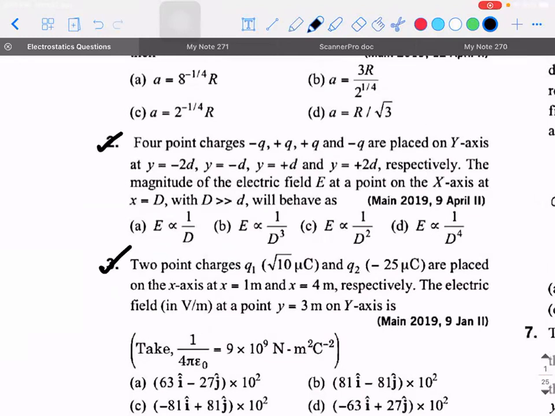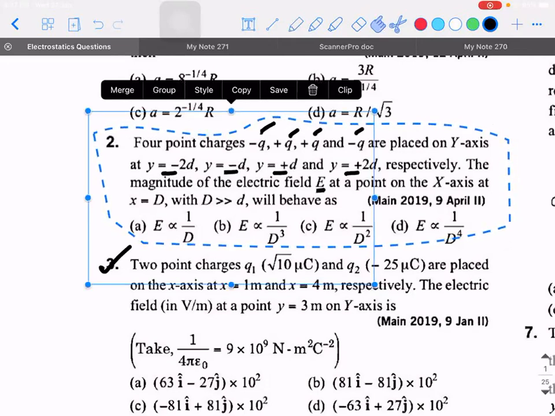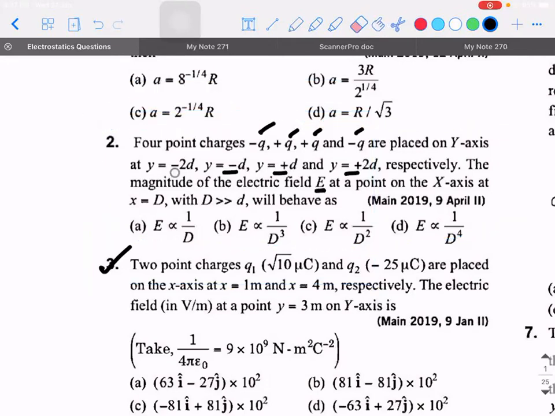So let's do the second one. Four point charges minus q, plus q, plus q and minus q are placed on the y-axis at y equal to minus 2d, y equal to minus d, y equal to plus d, y equal to plus 2d respectively. The magnitude of the electric field E at a point on the x-axis at a distance x, where x is very much greater than d, will behave as. Try this, no?